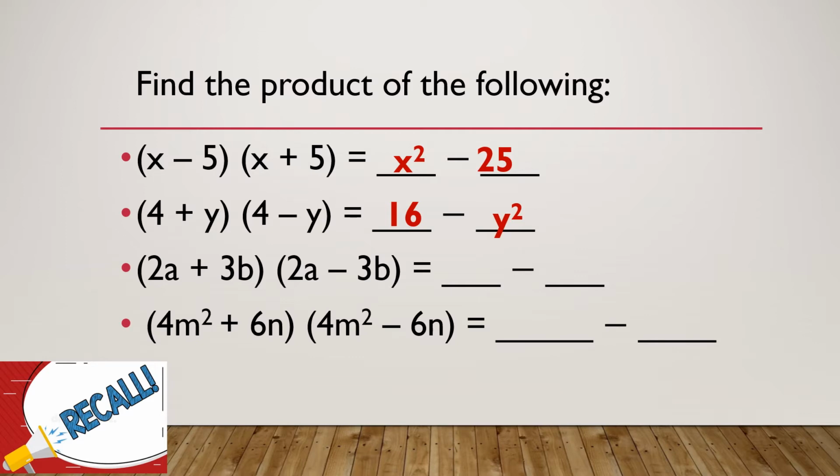For the third item, getting the square of 2a, yes, that is 4a squared. And getting the square of 3b, that would be 9b squared, correct? And lastly, to get the square of 4m squared, the answer is 16m raised to 4. And the square of 6n is simply 36n squared.